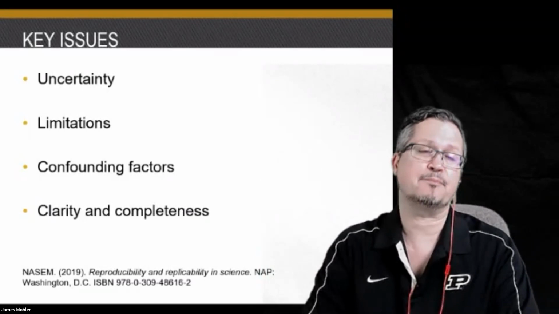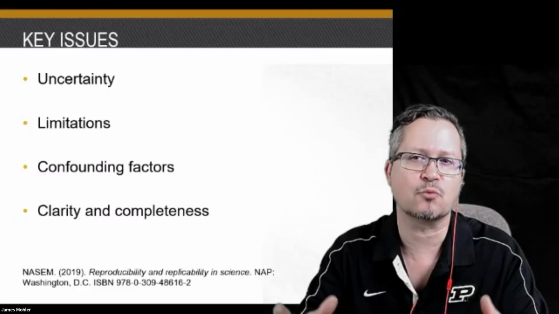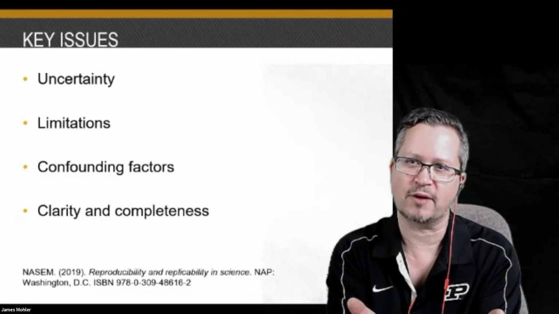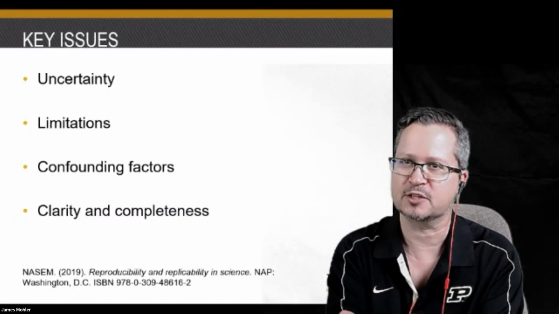Second would be clearly communicating the limitations of what it is that we are doing. Sometimes the problem is, because we're so entrenched in it, we take certain things for granted that are limitations that someone unfamiliar with the research would say, well, that's a limitation. We don't even think about it because we're so entrenched in it.